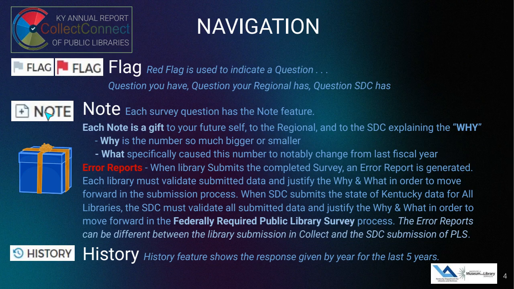Each library has to validate submitted data, which means, yes, this is correct, or no, there's a problem. I mistyped it, or I need to double check that. They do that on the error report by letting you add notes or going back in and changing the data. I've seen on the notes, yes, this number is higher. Okie dokie, but we need to know why it's higher and what specifically caused the number to change.